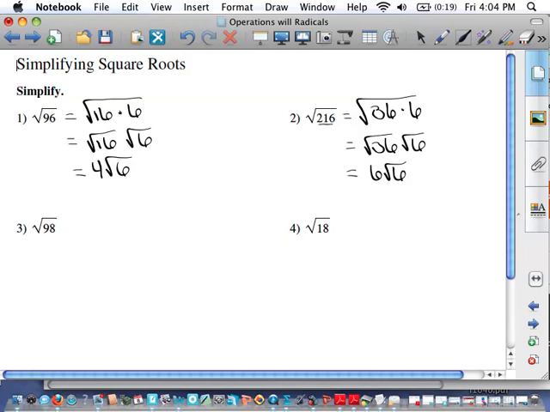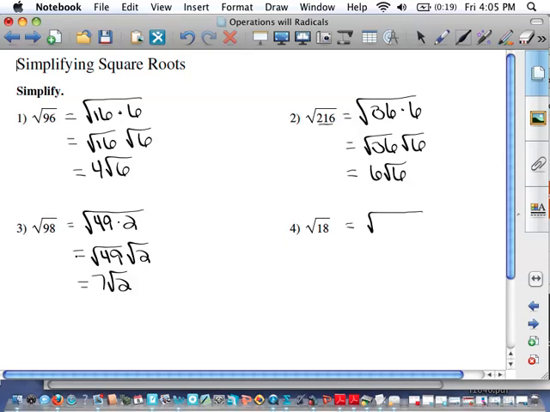Okay, next one, 98. Again, I'm going to take 98 and divide it by 2, and I get 49. I recognize 49 is a perfect square, so I can write 98 in its factored form of 49 times 2. I'll rewrite this as the square root of 49 times the square root of 2, so I get 7 square root of 2. So the square root of 98 in its simplest radical form is 7 root 2.